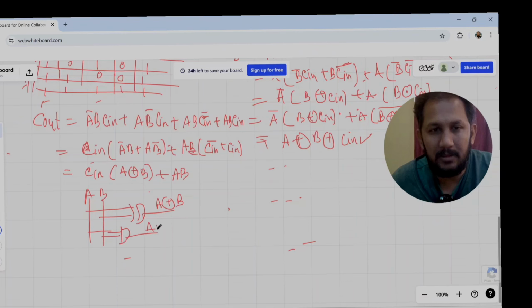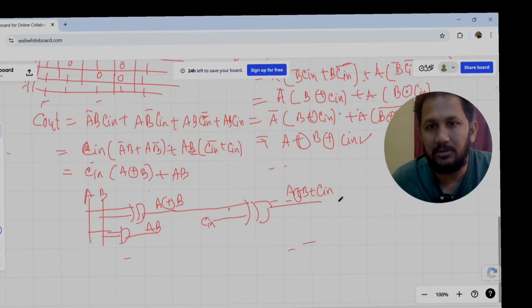This is AB. Now we need to consider another input, that is C in. This is AB and another is C in. Performing the XOR operation, we will get A XOR B XOR C in. So this is the output for sum.